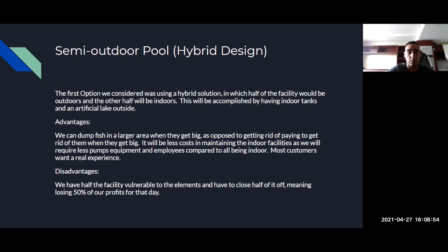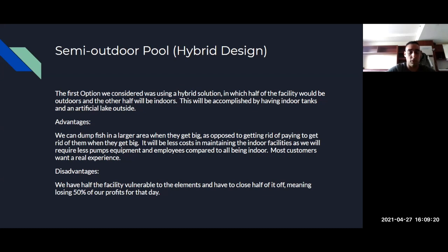We would be spending less in maintaining, as we would just be mostly investing in the indoor facility, and we would be requiring less pumps and equipment and employees compared to all of it being indoor. And one of the main advantages we see as a business is that most customers want a real experience as close as possible to where they live.